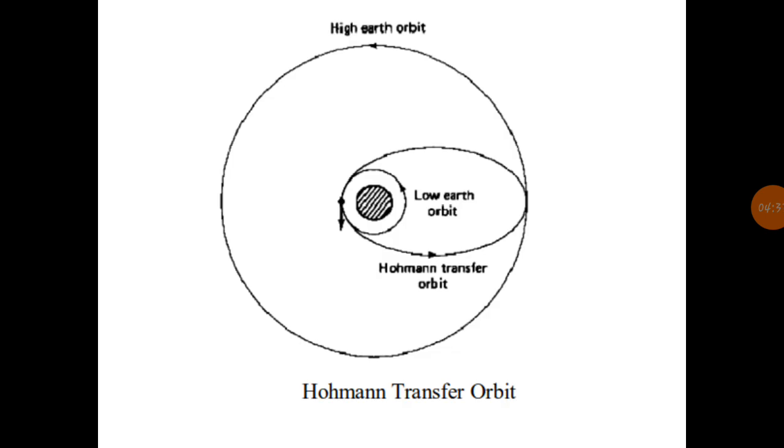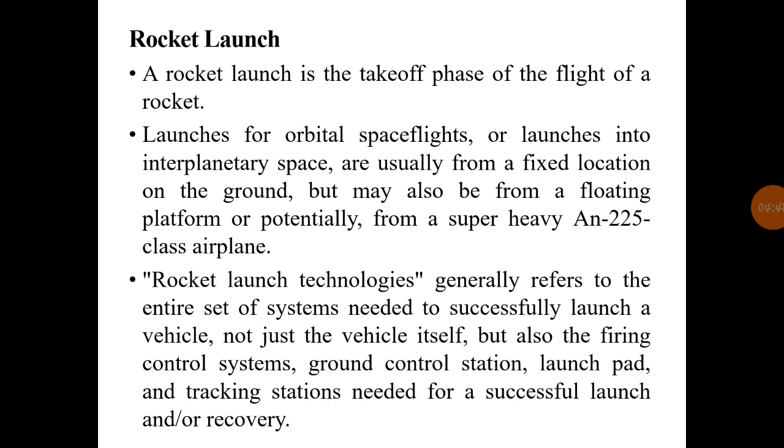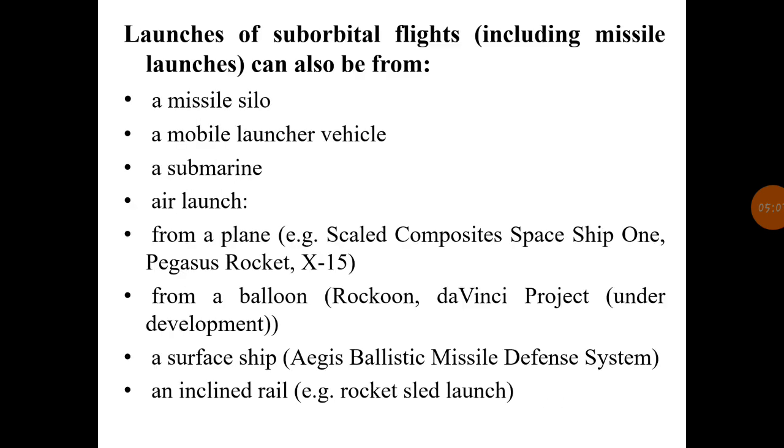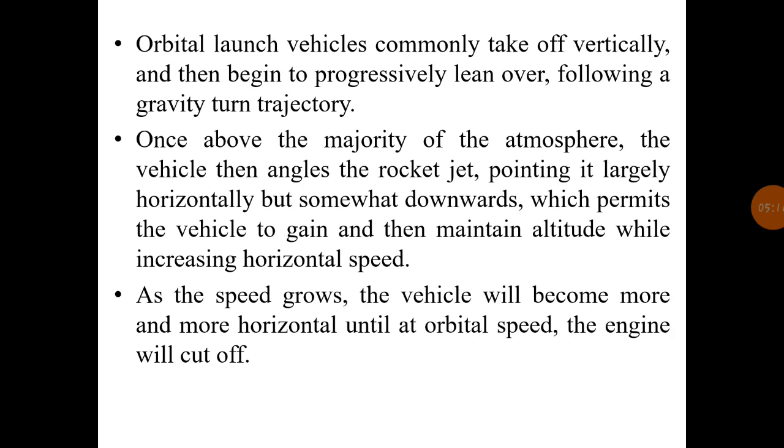So, this is again the diagram for the Hohmann transfer orbit, low Earth orbit and high Earth orbit. Rocket launch generally refers to the takeoff phase of the flight. Rocket launch technologies refer to the entire set of systems needed to successfully launch a vehicle, not just the vehicle itself but also the firing control system, ground control, launch pad, etc. So launches are classified into missile, mobile launch vehicle, submarine, air launch and surface ship, etc.